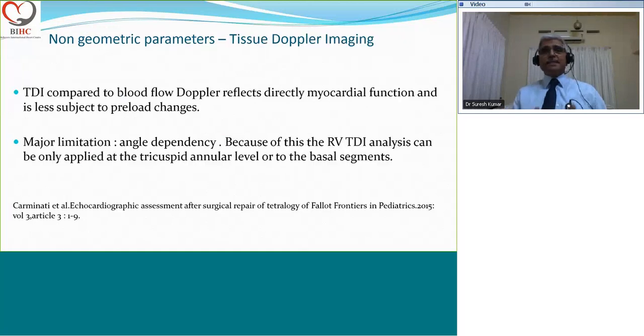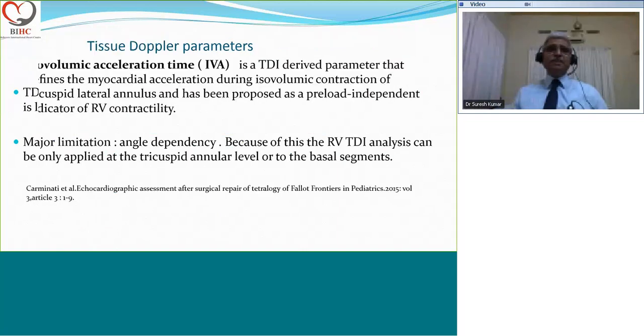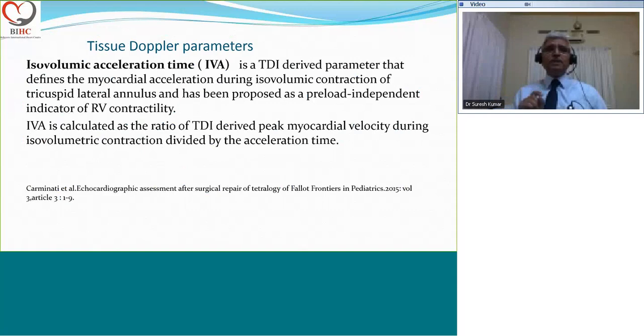The other commonly assessed functional imaging in adults, mind you, you are dealing with adults in this population predominantly, and therefore your adult colleagues will be overlapping with your assessment, and they are used to looking for these. So you should know how reliable it is for your purpose. The major limitation is angle dependency when you are looking at tissue Doppler imaging. But there are some parameters in this, notably the isovolumic acceleration time. What is this? It is the myocardial acceleration during the isovolumic contraction of the tricuspid lateral annulus.